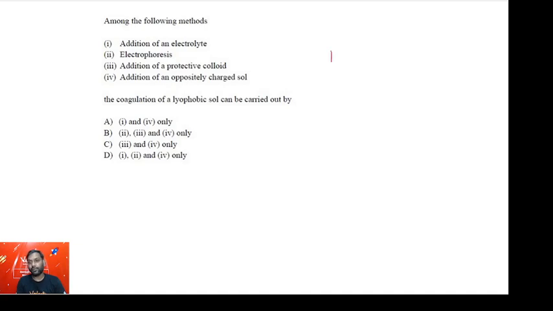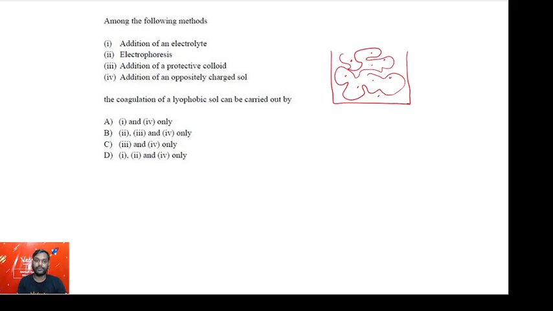We know that the only reason why the particles of lyophobic colloidal solution are not coming together to form a precipitate is because they all carry the same charge. All would be negatively charged, or all will be positively charged. The moment you remove that charge, they will come together to form a precipitate, because they are being repelled by each other, so they are not coming together. So the moment you remove the charge, they will come together and form a precipitate.